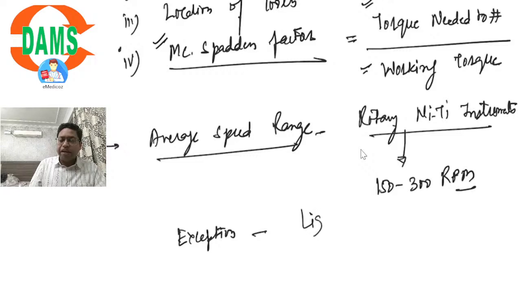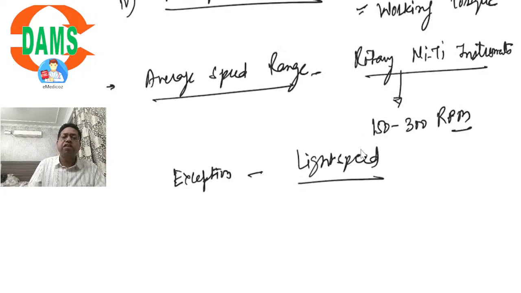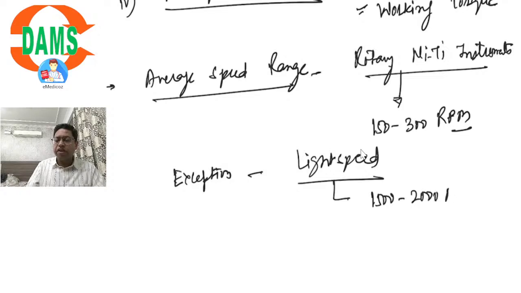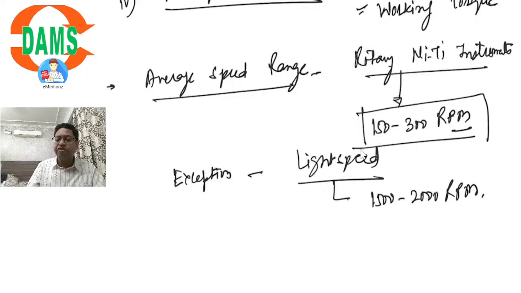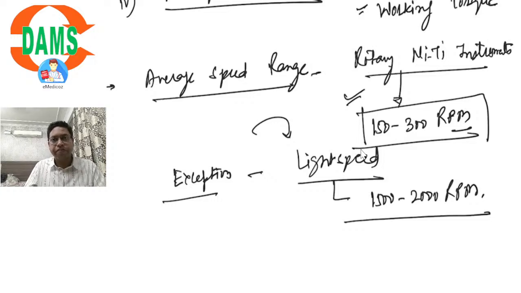An exception that you have to remember is, as the name indicates, Light Speed, which is a Group 1 first generation instrument, passive instrument, used in the speed range of 1500 to 2000 RPM. Generally speaking, this is the speed range for nickel titanium rotary instruments. Specifically for the Light Speed, an exception which is there is in the range of 1500 to 2000 RPM.